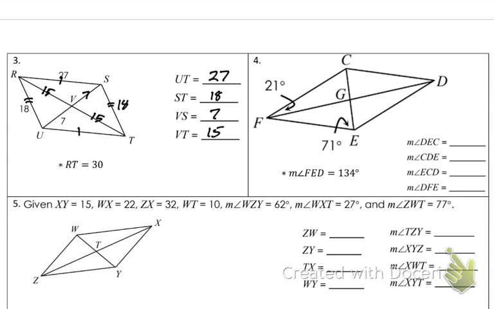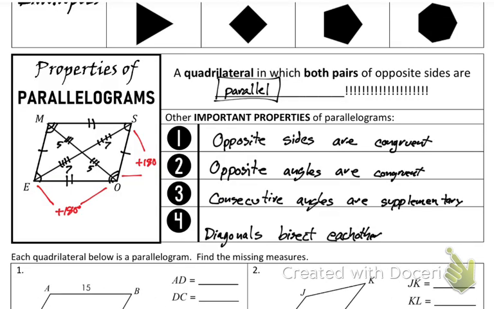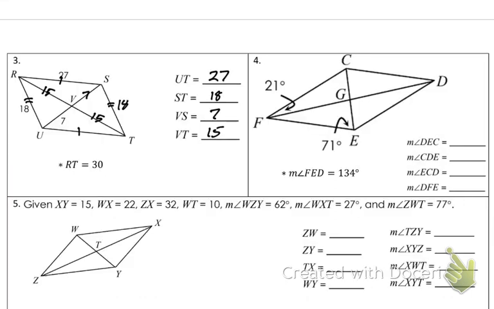Okay. I understand the process, but how do you know that they're going to be equal? Because of our rule that diagonals bisect each other. So if it's a parallelogram, we automatically know. Now, we don't know all 4 of them are equal to each other, right? They're not all 15, but I know if RV is 15, VT has to be 15.